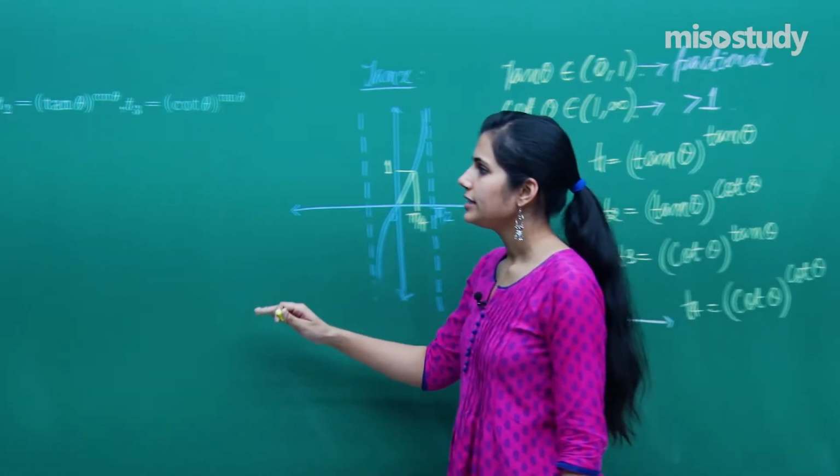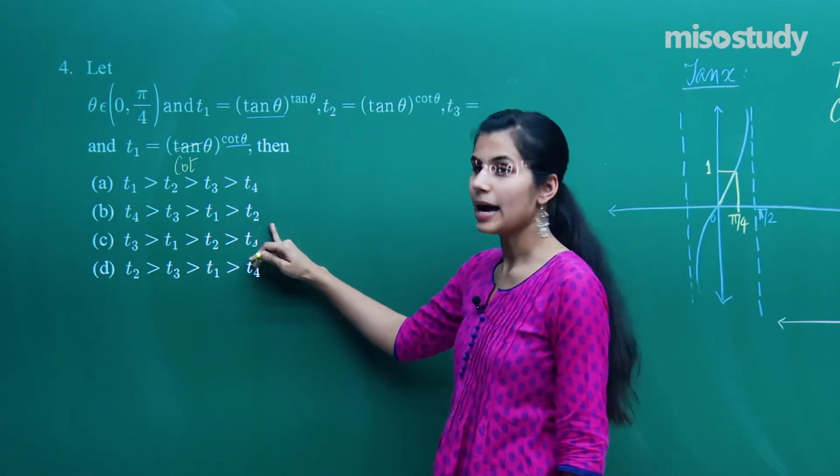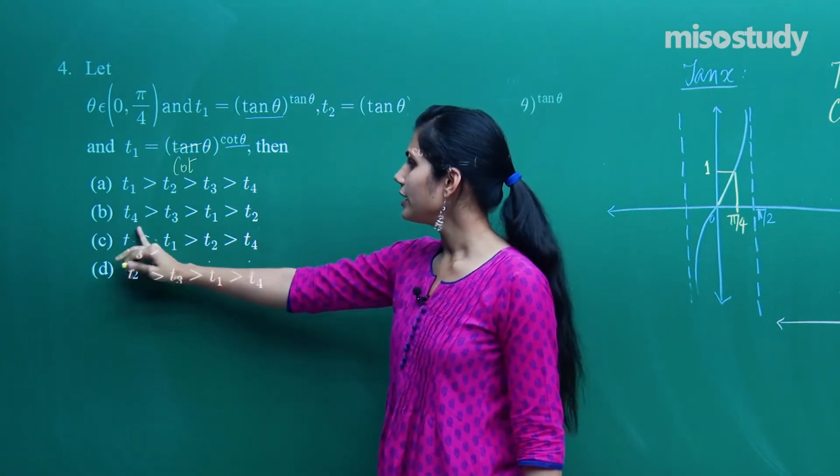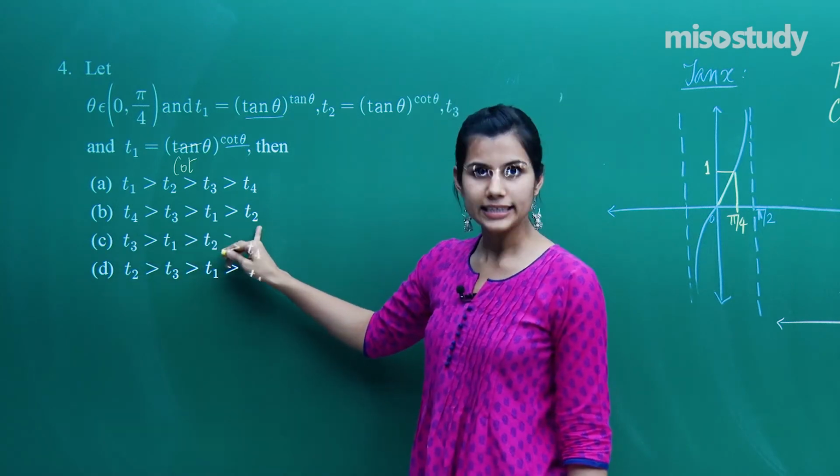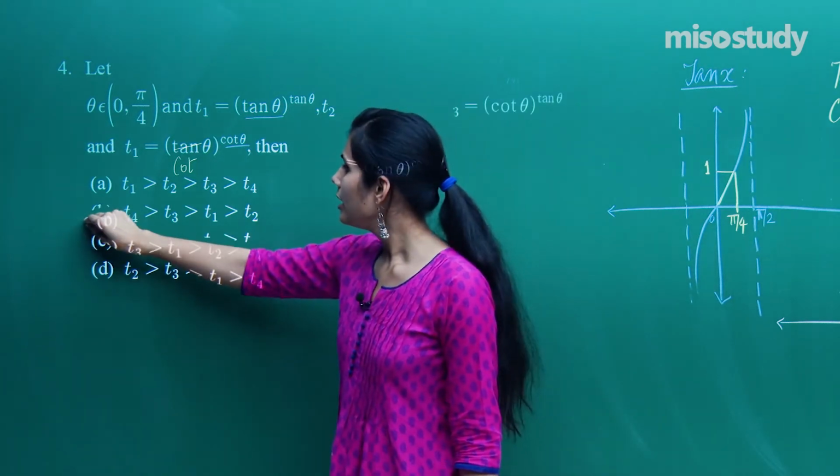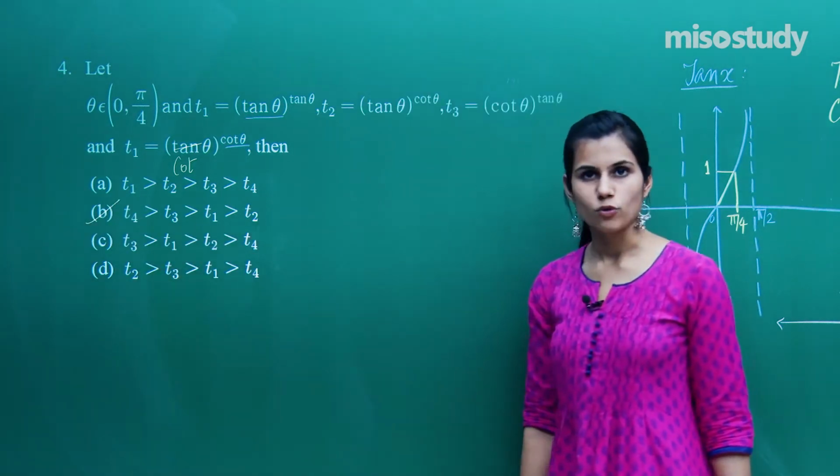Let's see what is the answer. This happens to be the answer: T4 greater than T3, greater than T1, greater than T2. That is what we had got. And so this is the correct one.